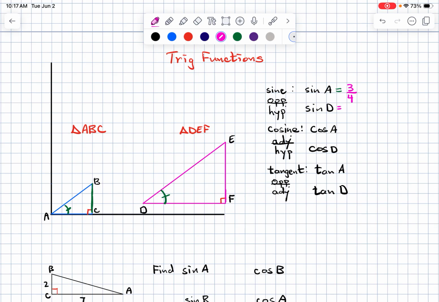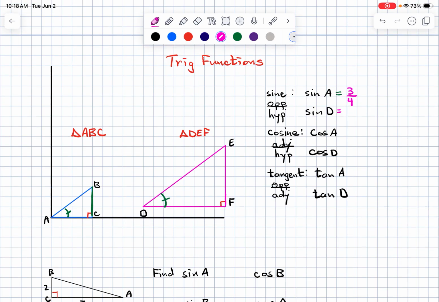Opposite over hypotenuse. Now I want to do the same thing for D here. Opposite is 1, 2, 3, 4, 5, 6. So there's 6 over this length here. We've already seen that this length is going to be 10 because it's a Pythagorean triple. This is a 3, 4, 5, and all I did was multiply the sides by 2. So here's 8, and here is 6, which means the hypotenuse is double, not 5, but 10.